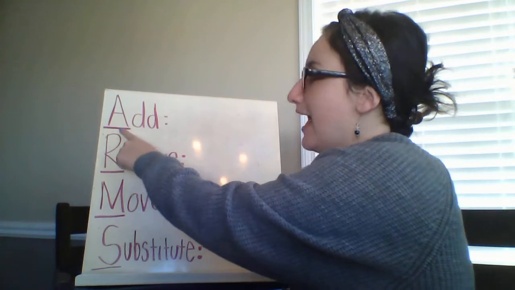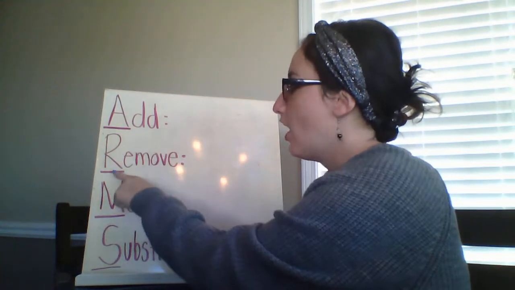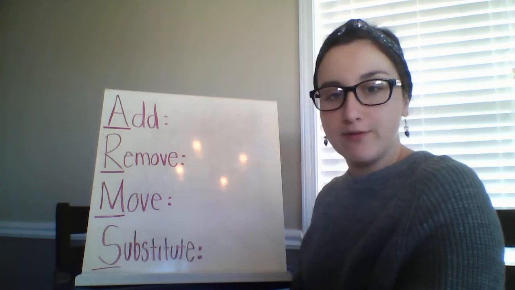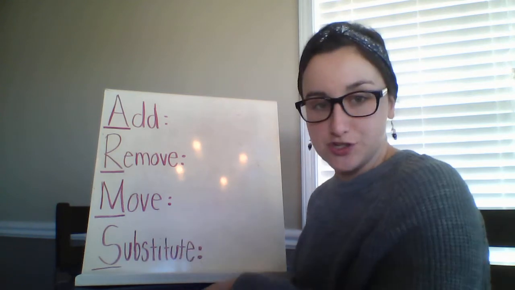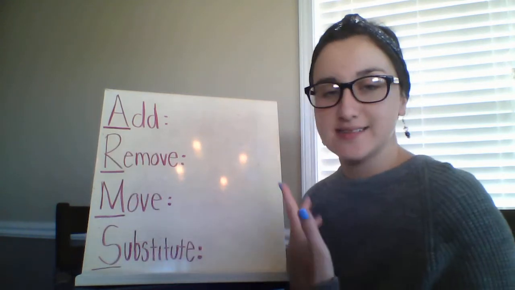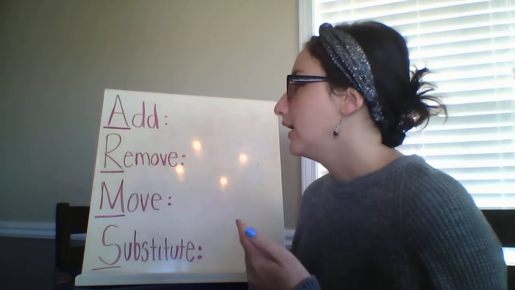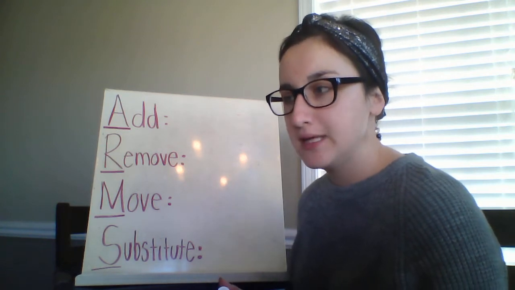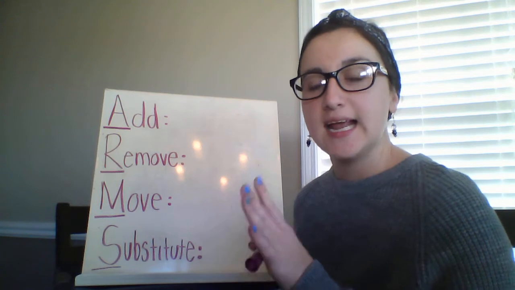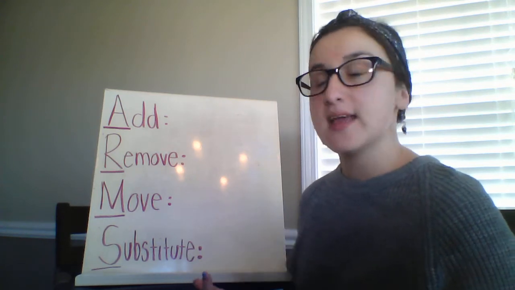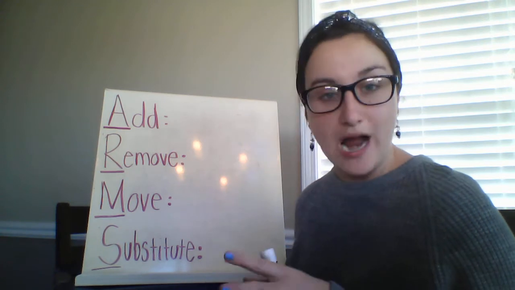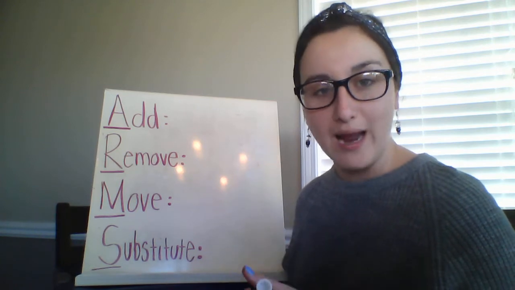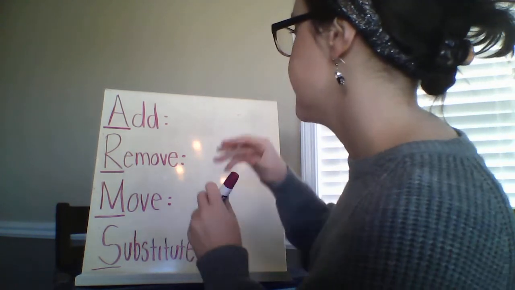So the A stands for add, the R stands for remove, the M stands for move, the S stands for substitute. Now, when you are looking at your rough draft and you're looking at your writing, you would want to think to yourself, can I add anything else? Can I add any more details? Can I add any more describing words? Can I add more information to make the writing better? So add.